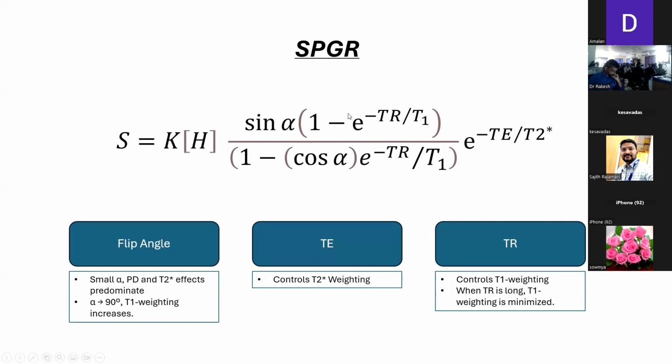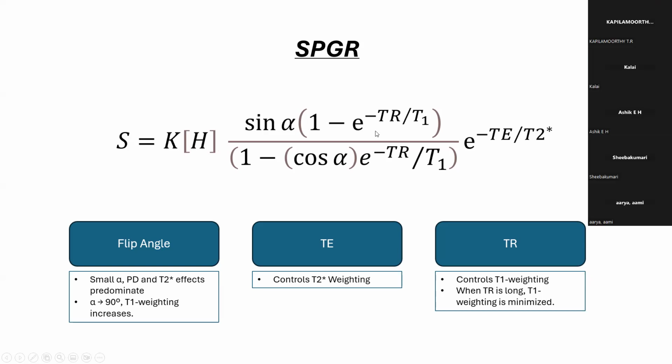So this is the signal equation for the SPGR sequence. Just ignore this k x part for now. This is the proton density component, and the sin alpha here is the initial transverse magnetization induced by the flip angle. This particular portion, 1 minus e to the power minus TR by T1, tells us the recovery of longitudinal magnetization between the excitation pulses.